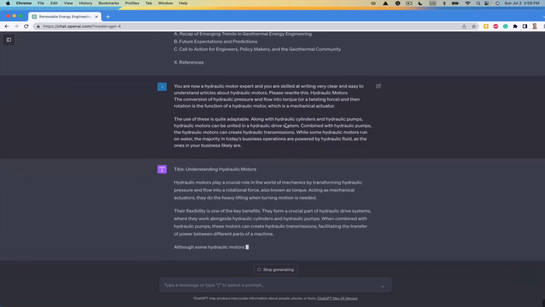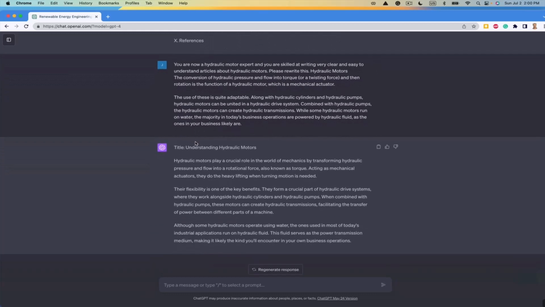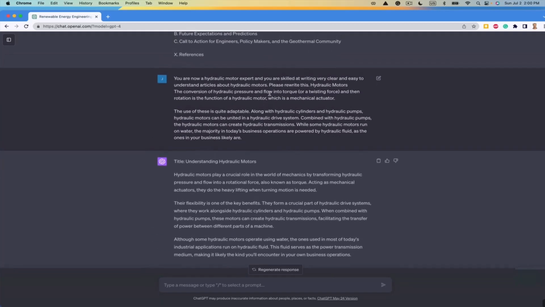All right, so you can see the, well, we'll read the before and after here in a moment and we'll talk about it. Okay, so the original was: hydraulic motors. The conversion of hydraulic pressure and flow into torque or twisting force. And just a note here, generally, the more you have to use parentheses, the more confusing your writing is. And then rotation is the function of a hydraulic motor, which is a mechanical actuator. I find these sort of clauses and sentences also to be a little bit hard to follow as the sentence gets longer. The use of these is quite adaptable, along with hydraulic cylinders and hydraulic pumps.